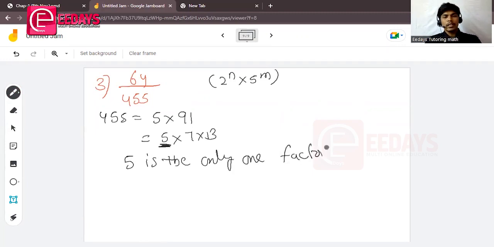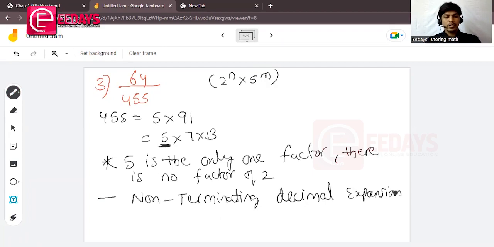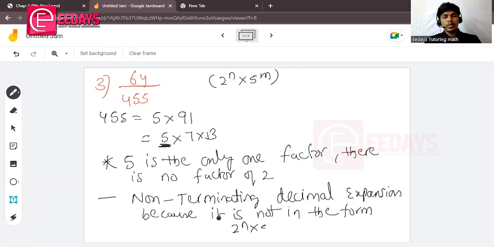There is no factor of 2. That's why we can conclude that it is a non-terminating decimal expansion, which is not in the form of 2 power n into 5 power m.